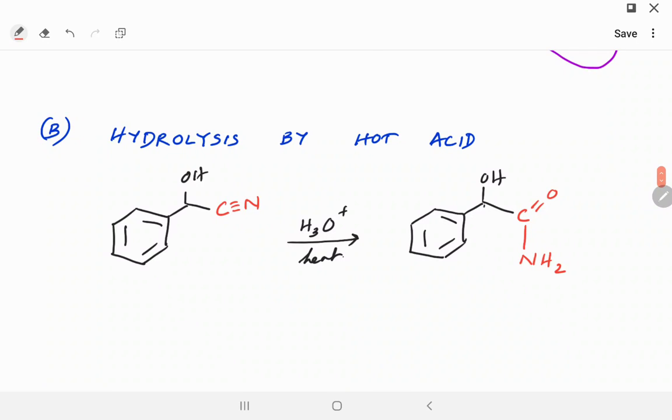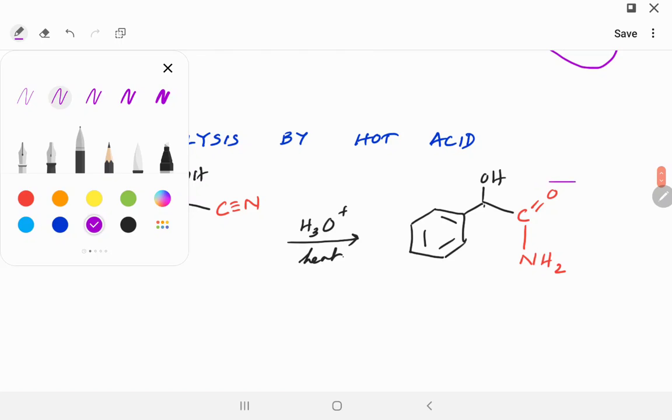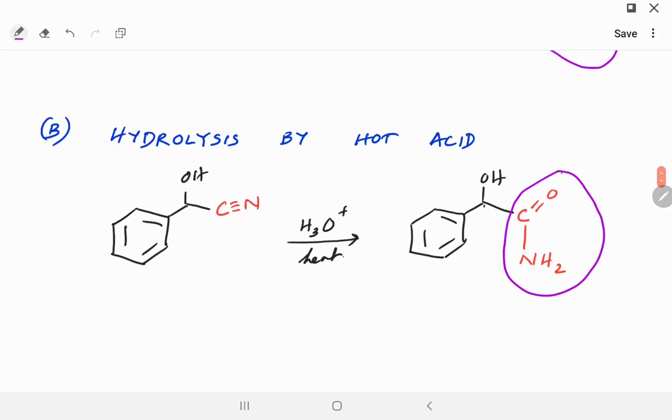So let's go back. This is also a very, very important compound. Okay, so this hydrolysis will give you an amide. Look at it. You have an amide. Okay, so that is a very important group of compounds. So it will basically get you an amide very easily through the cyanohydrin. Okay, and let's see what happened.